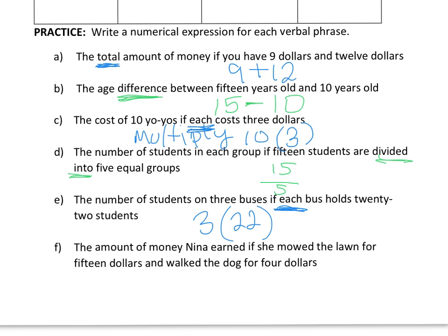Now in letter F, the amount of money earned if she mowed the lawn for $15 and walked the dog for $4. So in this case, the key word would be the amount of money earned. And that means a total. So we take the $15 and we add it to the 4. And that is our numeric expression.